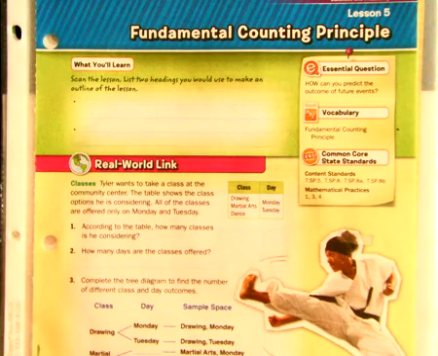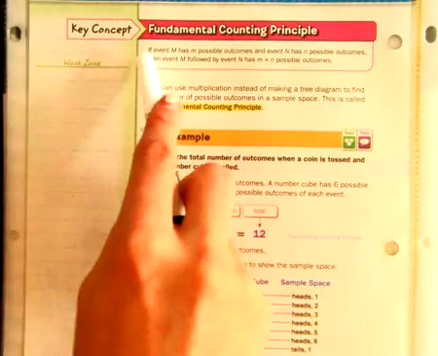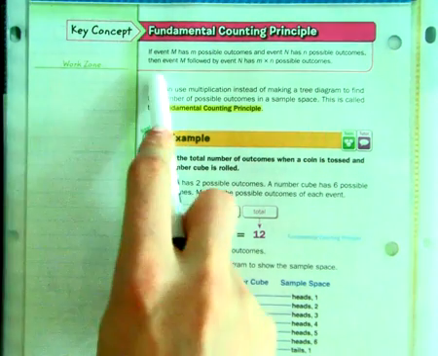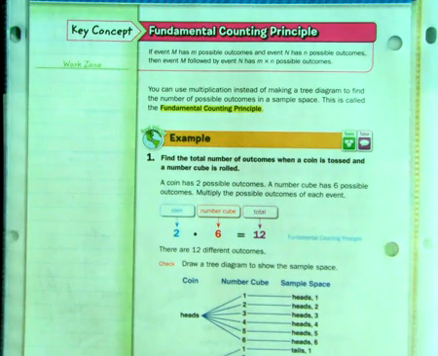Lesson 9.5, Fundamental Counting Principle. If event M has M possible outcomes and event N has N possible outcomes, then event M followed by event N has M times N possible outcomes. So you can use multiplication, instead of making a tree diagram, to find the number of possible outcomes in a sample space. This is called the fundamental counting principle.